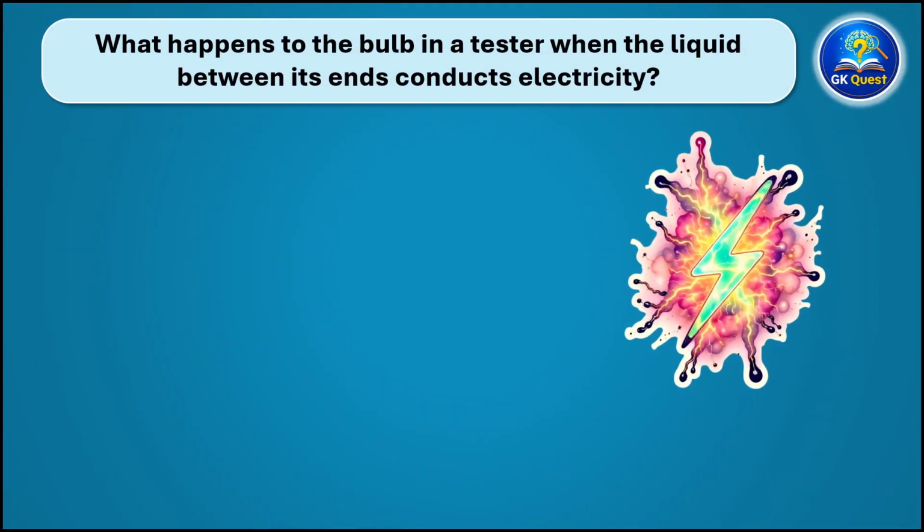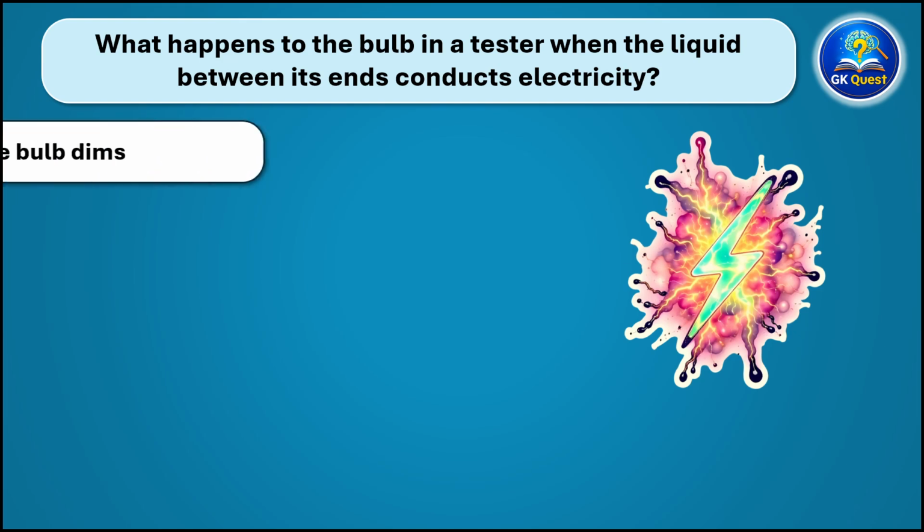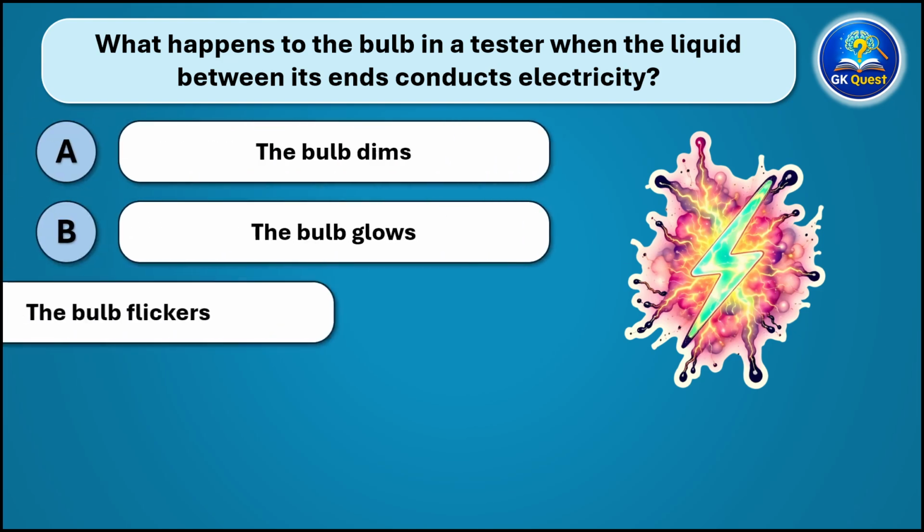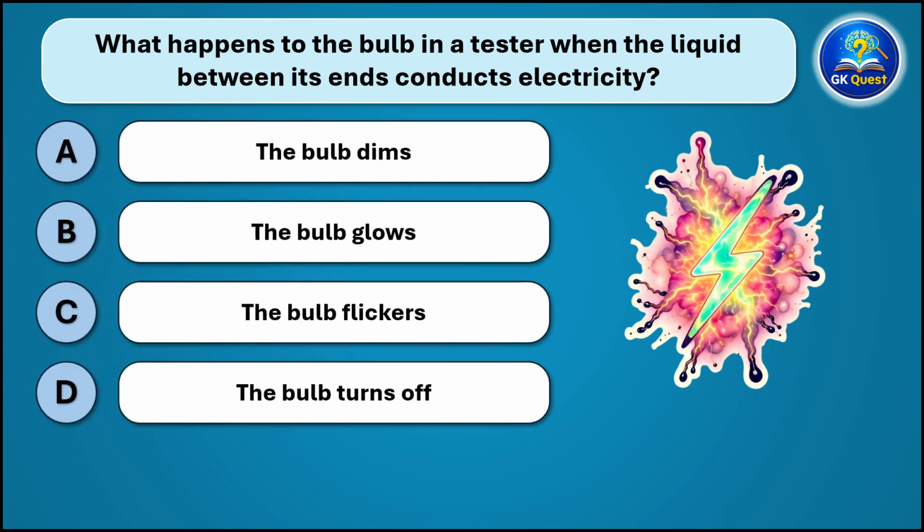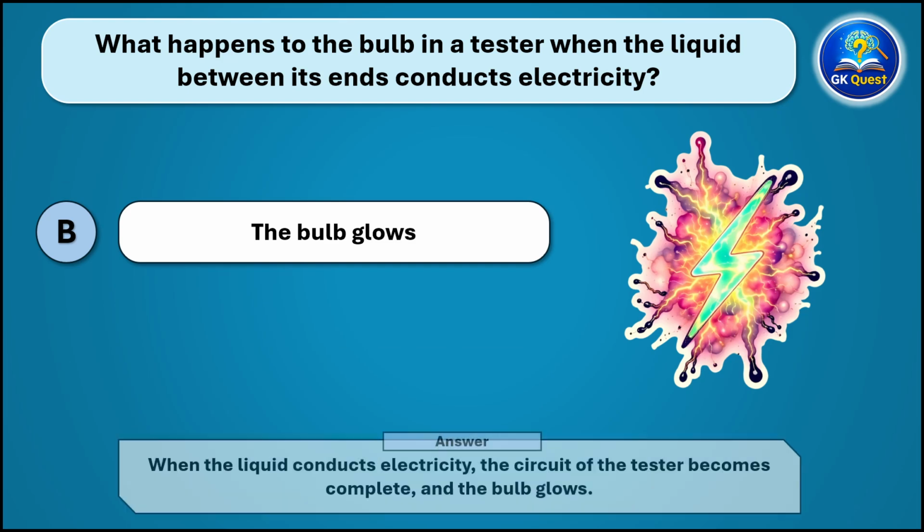What happens to the bulb in a tester when the liquid between its ends conducts electricity? And the correct answer is when the liquid conducts electricity, the circuit of the tester becomes complete and the bulb glows.